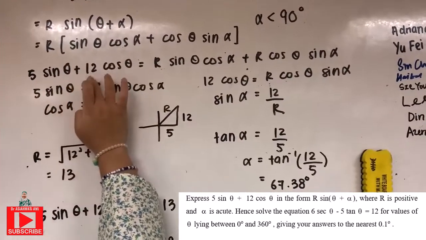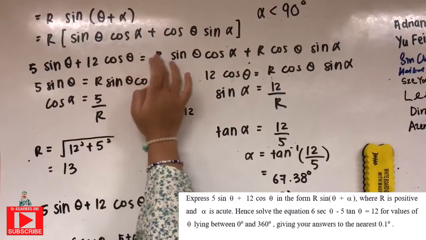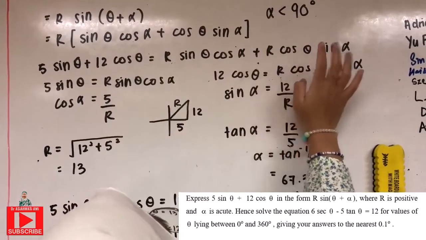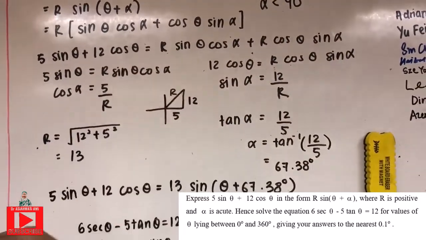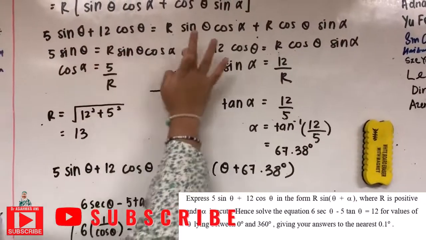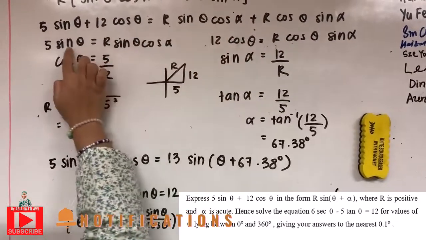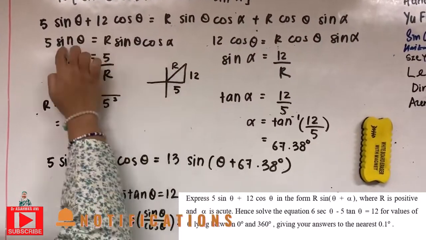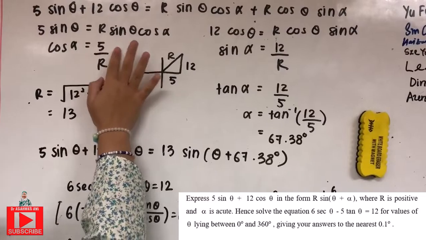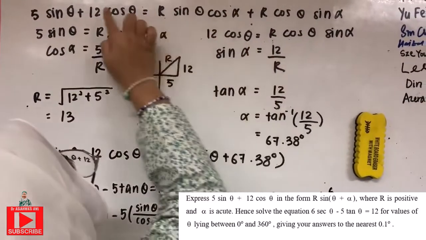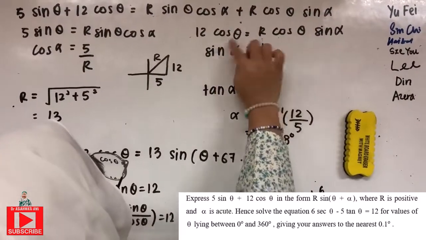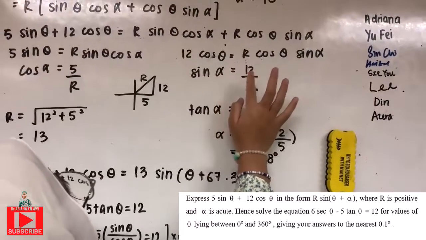So 5 sin theta plus 12 cos theta equals r sin theta cos alpha plus r cos theta sin alpha, and then we compare the same terms side by side. So 5 sin theta equals r sin theta cos alpha. Once compared, we can cancel the same terms. So cancel sin theta, leaving cos alpha equals 5 over r. And then we compare 12 cos theta with r cos theta sin alpha. So cancel cos theta, leaving sin alpha equals 12 over r.